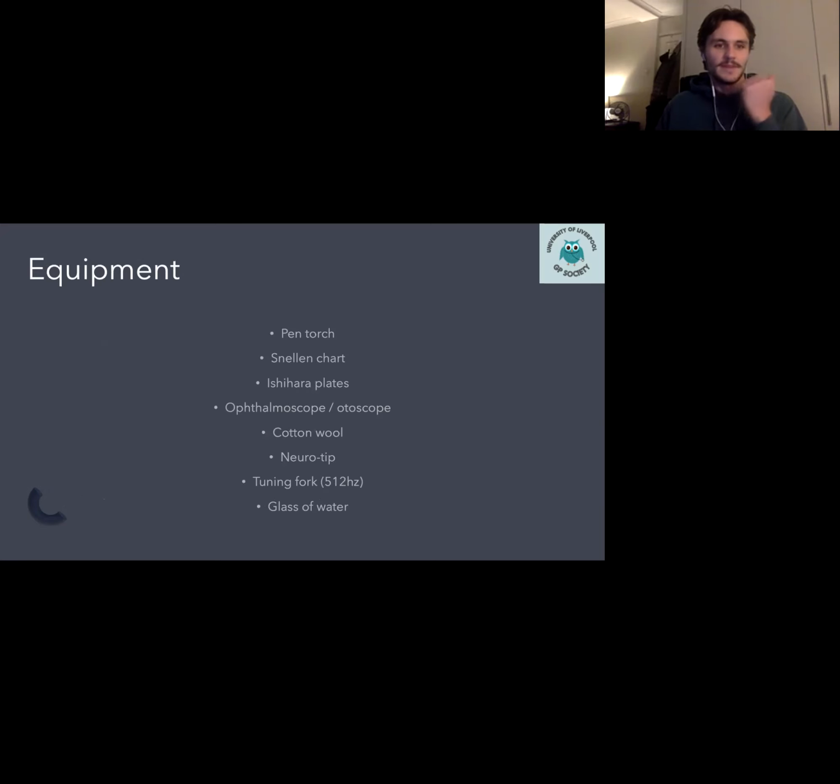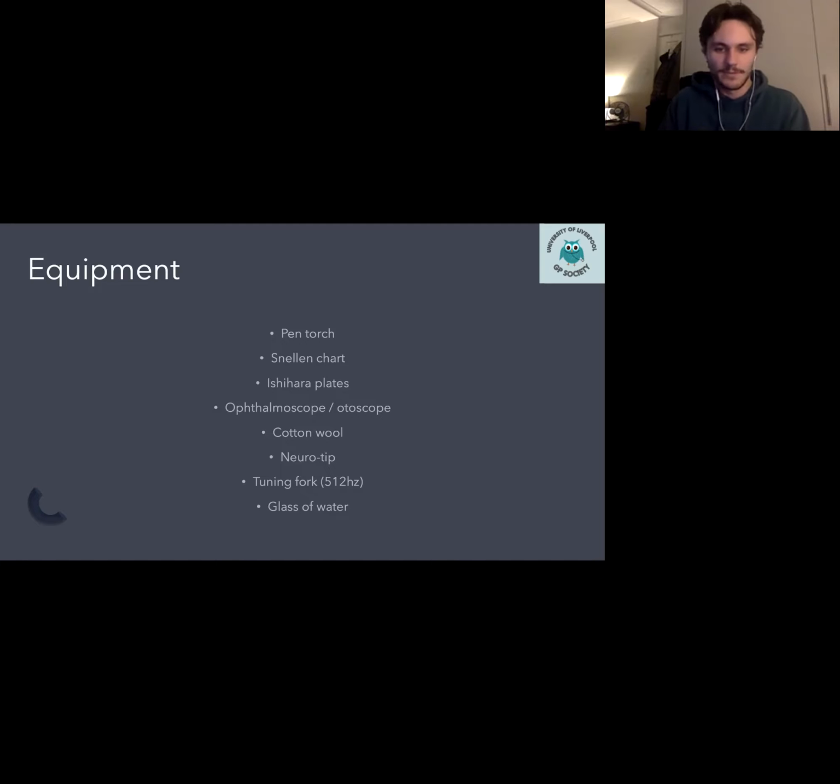So the equipment you'll need, most of this will be in the cubicle for you in the OSCE if you require it, and much of it you won't need because it's too formal, too extensive. Pen torch, I think I have one, but I couldn't find it for today, which is unfortunate. But you all know what one is. A Snellen chart, which may be in there, but I'd imagine it would be unlikely. Ishihara plates, I couldn't see them being in there.